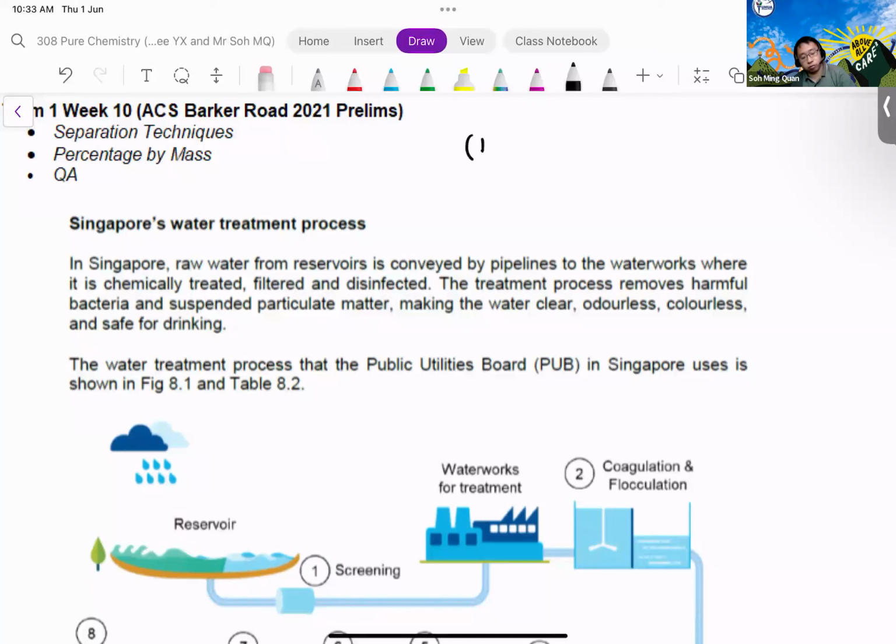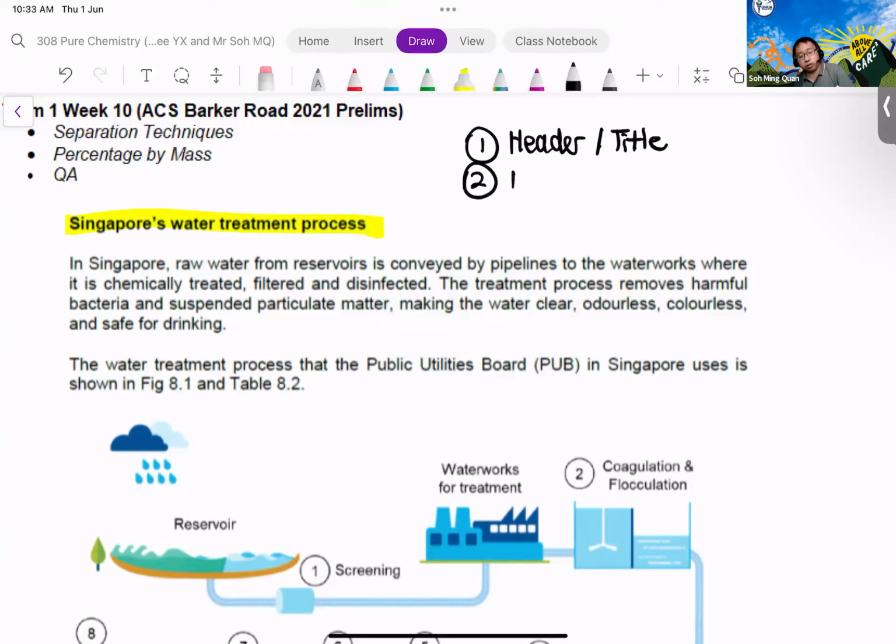What do you pay attention to? You will pay attention to the header, which quite obviously is bolded. It's about water treatment in this case, right? So it's about water. How do you treat, purify water so that it's suitable for drinking?